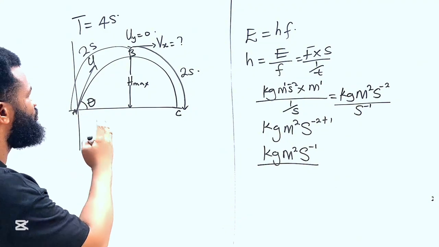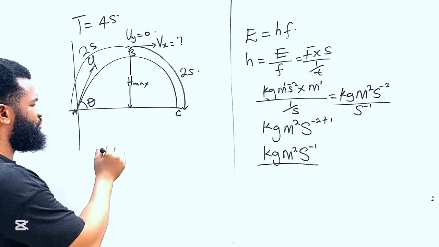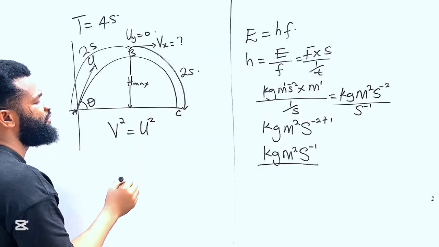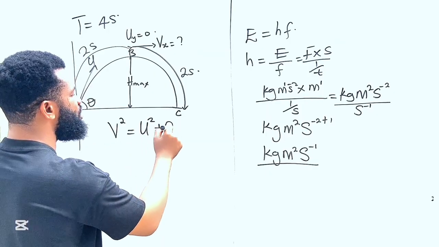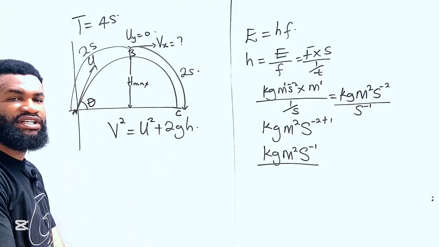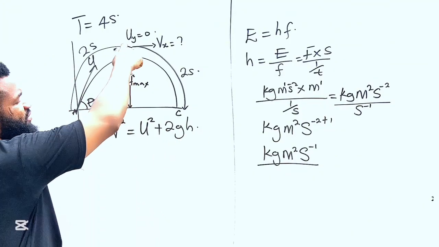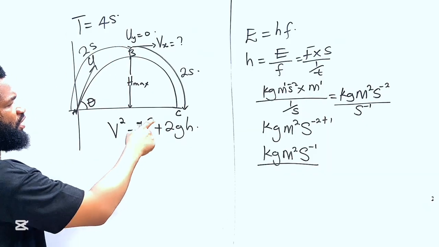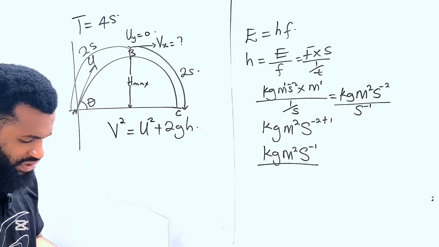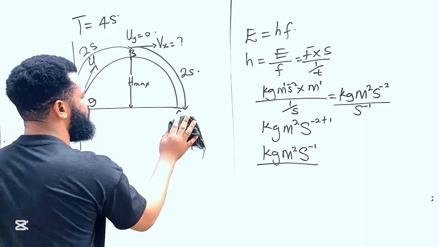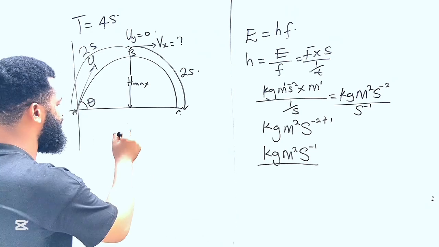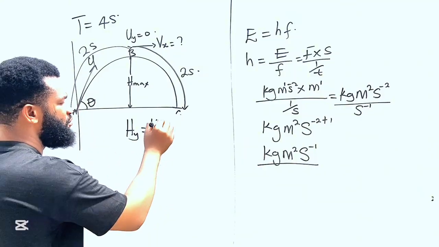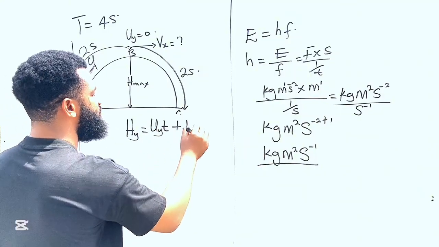So what I'm going to do is use the formula for height. I'm going to say v² = u² + 2gh. I'm not using this one, because for me to use this formula, I must have either the final velocity or the initial velocity. So in this case, it's not going to help me, so I won't use this one. I will use the other formula, which is the height h sub y, which is equal to u sub y times t plus half gt².